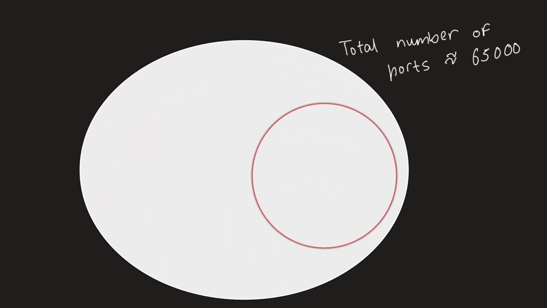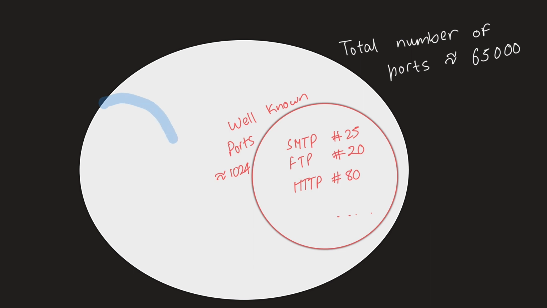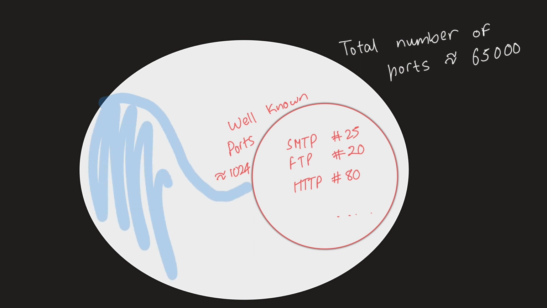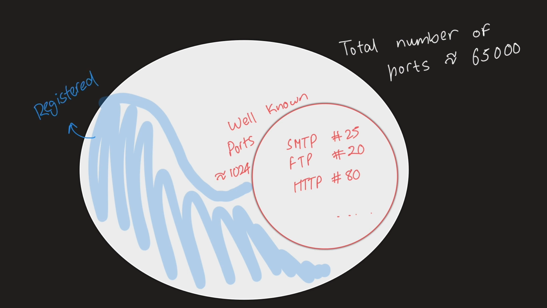There are actually about 1,000 of these well-known ports, but there are a total of about 65,000 ports. Ports such as SMTP, HTTP or FTP account for only about 1,024 of these ports. Now the remainder of the ports are divided between registered ports and dynamic ports. Registered ports take up a range from about 1,024 to 45,000. Registered ports are ports that have been assigned to companies, taken by companies to run their own services such as Microsoft SQL Server and so on.